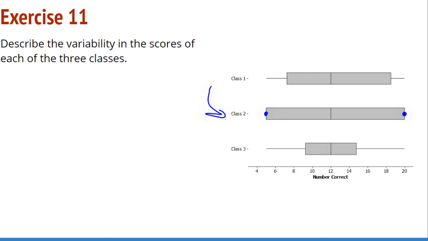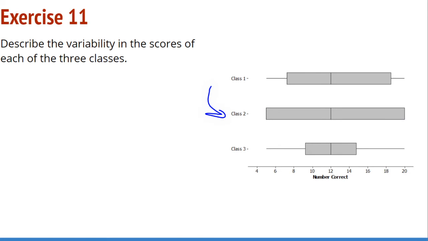And the answer is, what if we had a whole bunch of people who scored 5 and a whole bunch of people who scored 20? Would it be possible then for the minimum to also be quartile 1 and for the maximum to also be quartile 3?